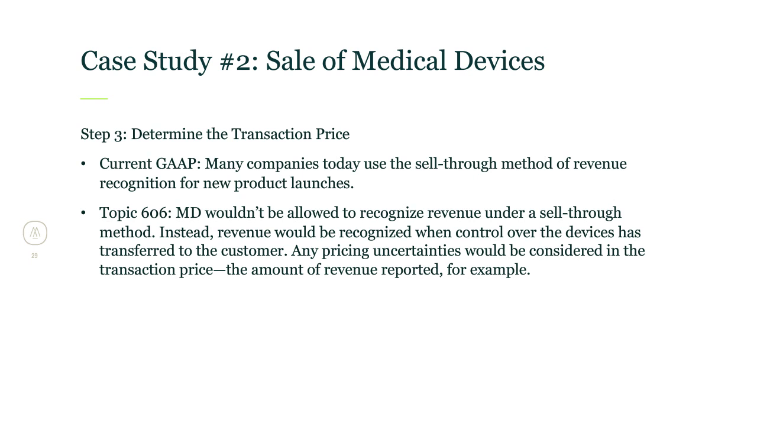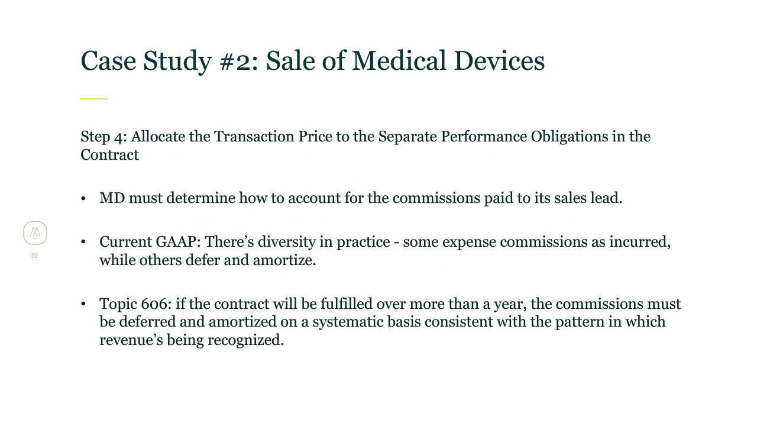So under step 4, we would have some additional considerations. Commissions is one area where there's currently diversity in practice, whether commissions are expensed as incurred or there may be others that defer and amortize. 606 requires that for contracts with durations of over a year, the commissions must be deferred and amortized on a systematic basis. That is consistent with a pattern of the associated revenue. So for companies who don't currently defer and amortize in this manner, you would need to set up a process for capturing this information.